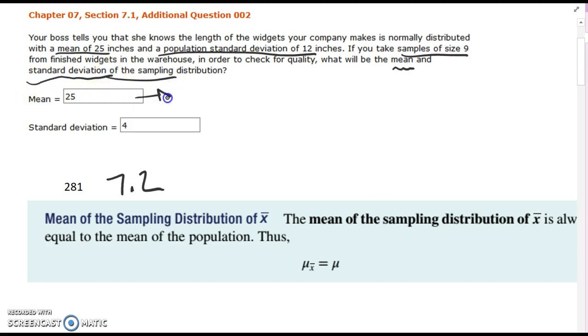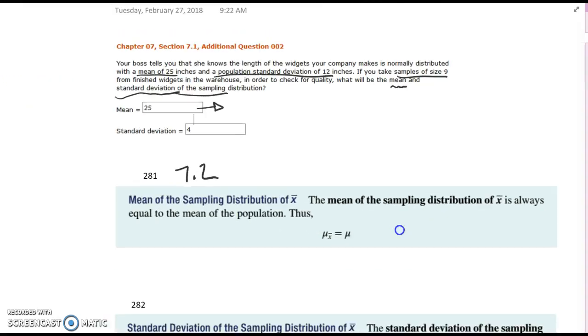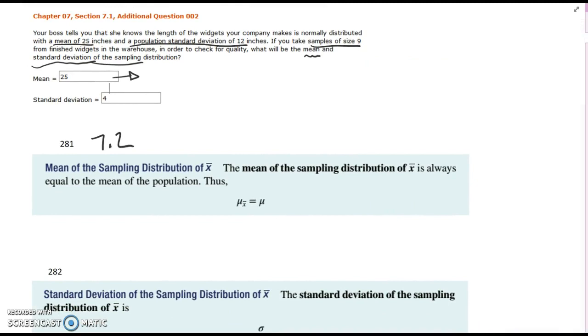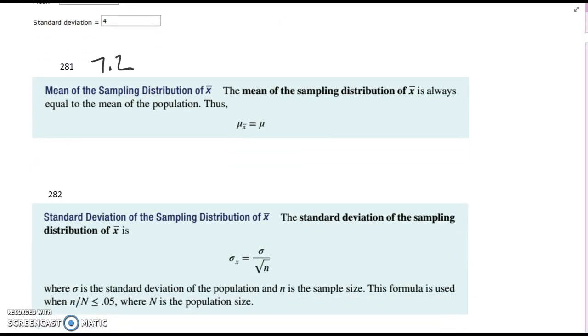So the mean is going to be the same. The mean's not going to change. And this is ideally trying to get you to come to this conclusion. And in 7.2, they actually just flat out tell you that. The mean of a sample distribution is always equal to the mean of the population. Now, the standard deviation is actually calculated depending on the sample size.